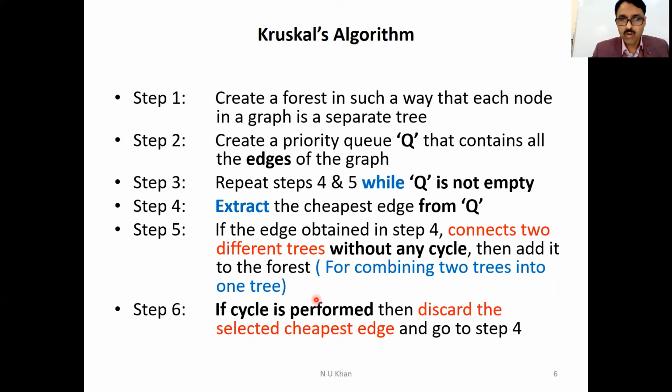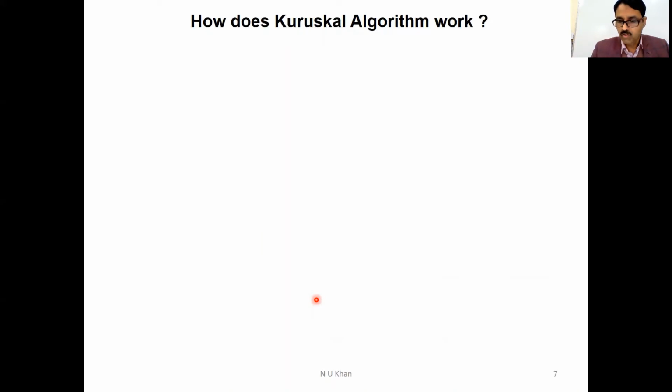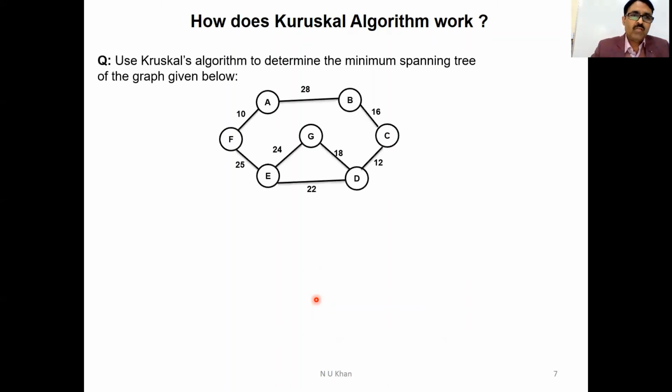So this is the concept of Kruskal's algorithm. It is also called the greedy approach, क्योंकि हम बार बार cheapest edge को यहाँ से select करेंगे. So, the working method of Kruskal's algorithm. Let us solve this problem. Suppose we have a graph with 7 vertices and 8 edges. Okay, so I want to determine a minimum spanning tree.